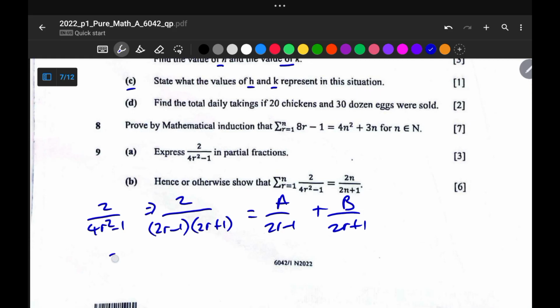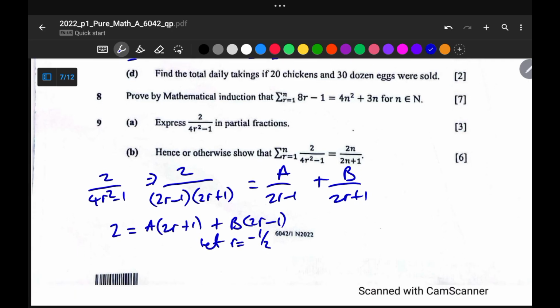Therefore, if we multiply both sides by 2r minus 1 multiplied by 2r plus 1, we are going to be left with the 2 on the left hand side of the equation being equal to a multiplied by 2r plus 1 plus b multiplied by 2r minus 1. And we can let r be equal to negative half. If r is equal to negative half, we can eliminate this a. So we are going to be left with 2 being equal to b multiplied by 2 times negative half minus 1, which gives us negative 1 minus 1, equal to minus 2b. Therefore b is equal to negative 1.